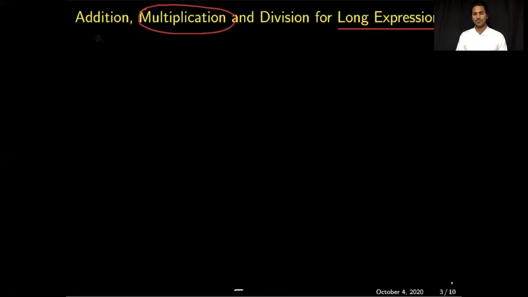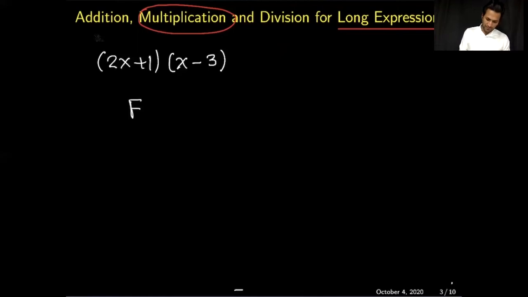Our next operation is multiplication between long expressions. We will take this example, 2x plus 1 and, let's suppose, x minus 3. To perform the multiplication operation, we will use the method which is called FOIL, and I will basically add the results. In the word FOIL, F represents first, O represents outer, I represents inner, and L represents last terms.